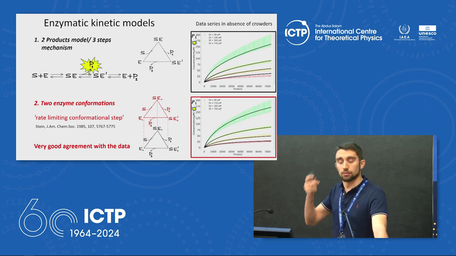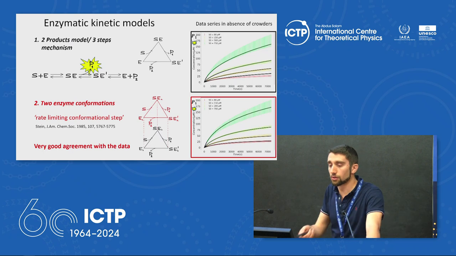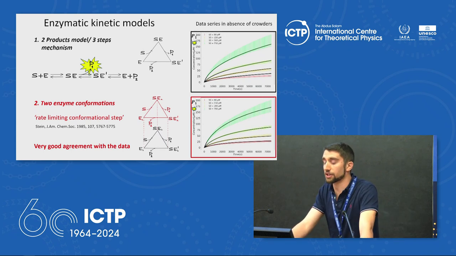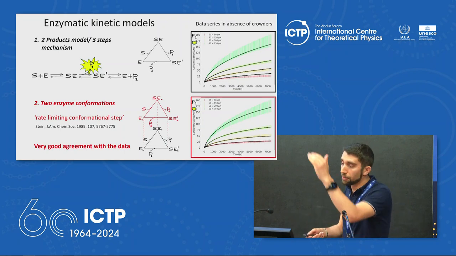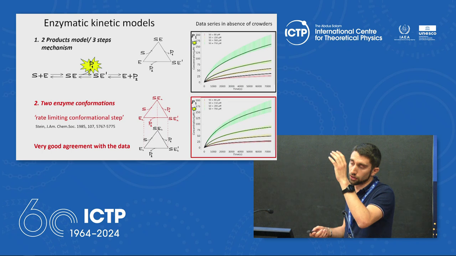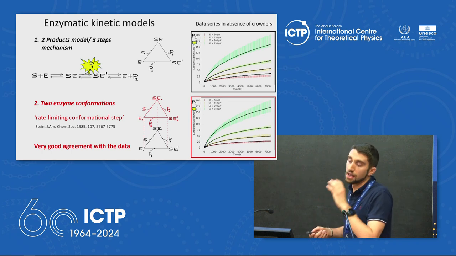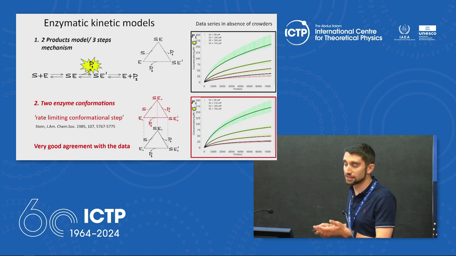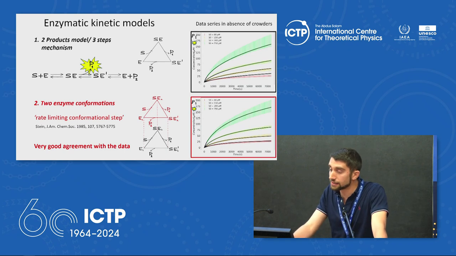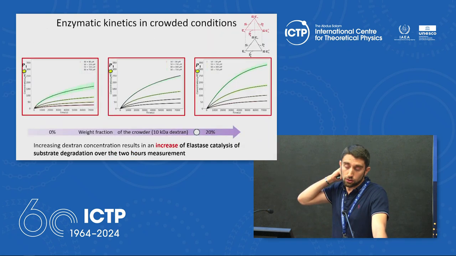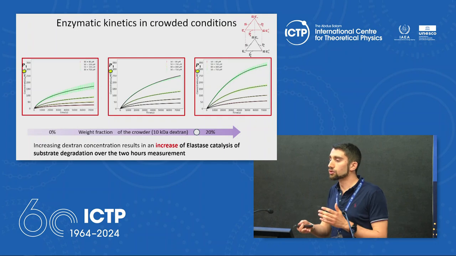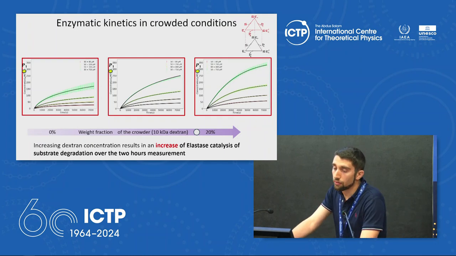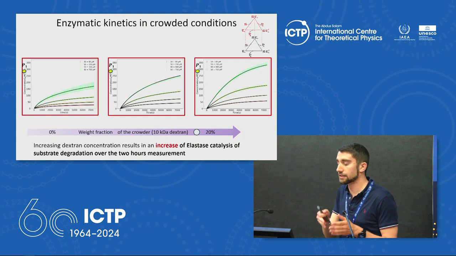We had found that for a very similar substrate to the one we consider here, there was a necessity of hypothesizing a rate-limiting conformational step. And as you can see, comparing the model that I showed you before, the three-step one with two products, and the one with this more complex model of two conformations, you can see that the agreement is a lot better in the second case. And this is also another very good aspect of having introduced this model: it allows us to fit in a very satisfying way also the kinetics in crowded conditions.